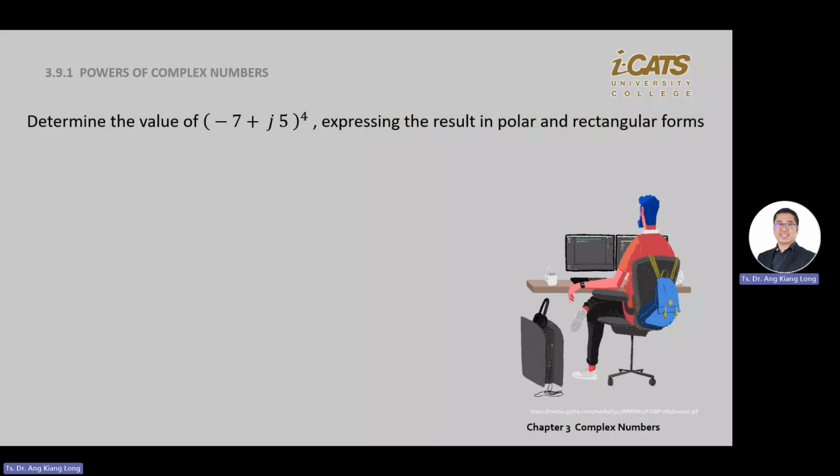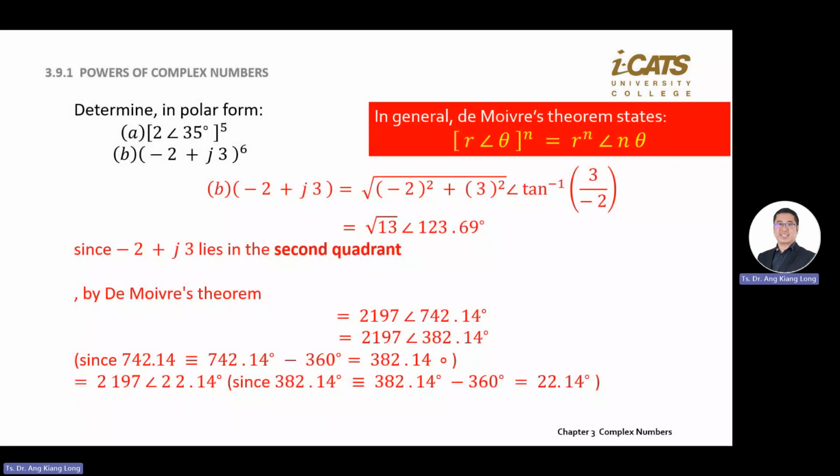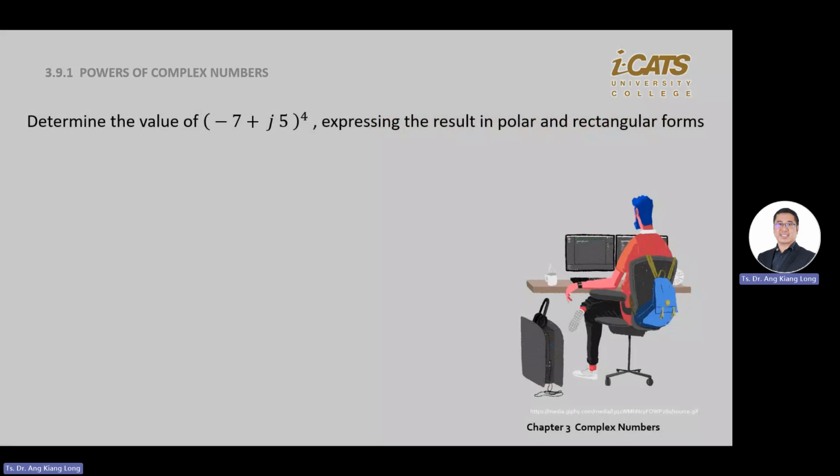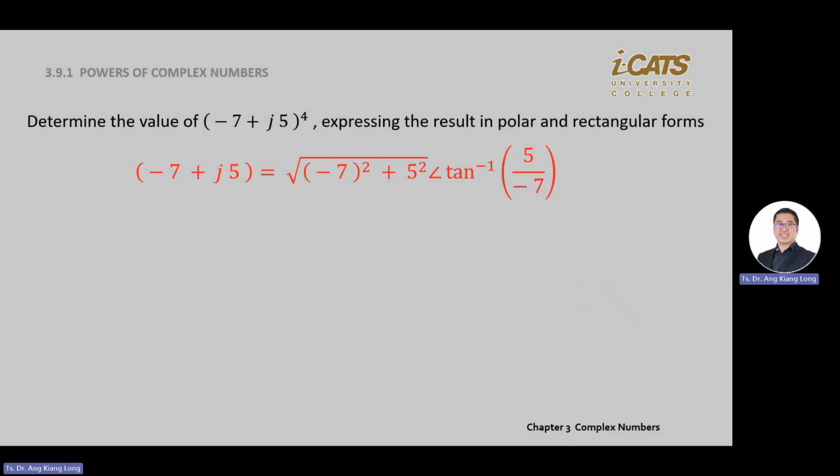So if you understand this one, the example of B, you should be able to do this example. So observe the steps: convert Cartesian into polar, then recall De Moivre's theorem. By looking at this, you know that this one is in the second quadrant. So this one you go home and look at it. If you have questions, you come and ask me.